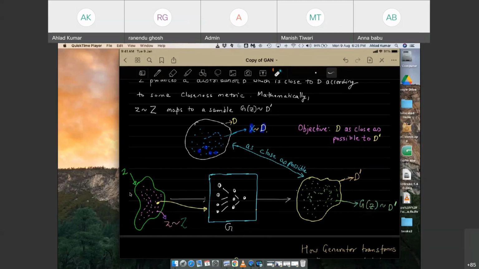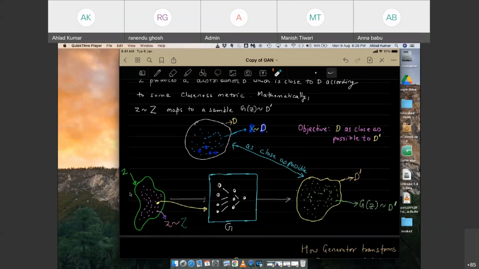Now what is our target? Our target is to build this generator network in such a way that it creates this boundary, which is D hat here. Right now this D hat is very, very different. So our target is to make this boundary D hat as close as possible to this D. This is our main target.